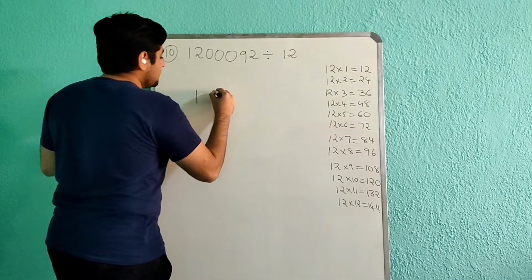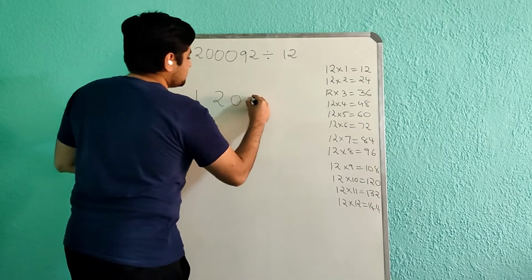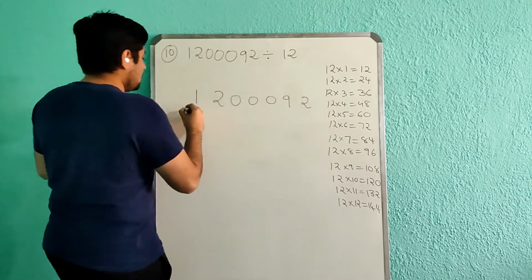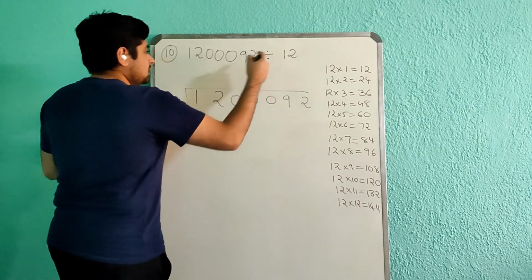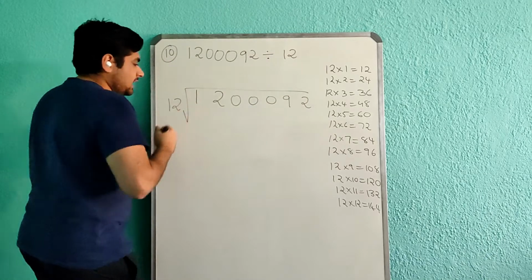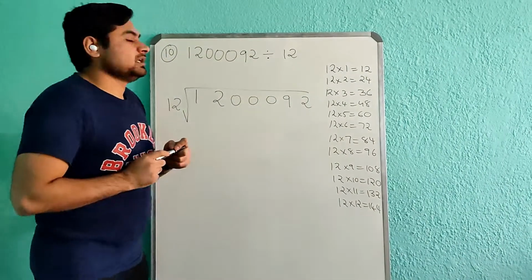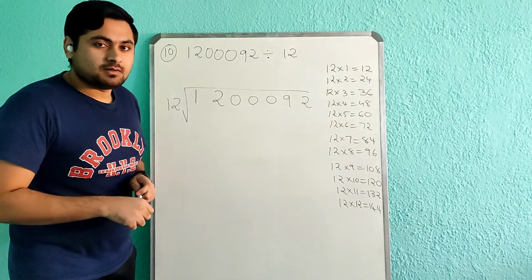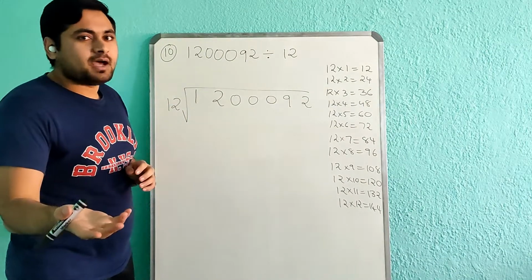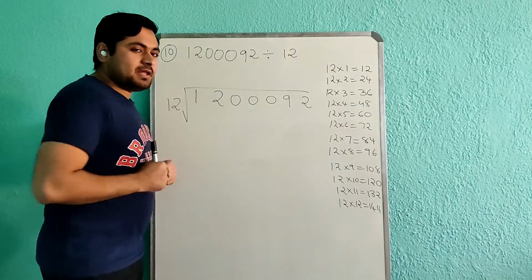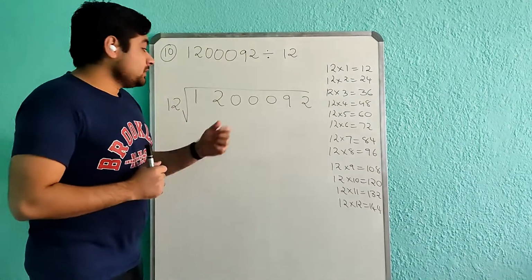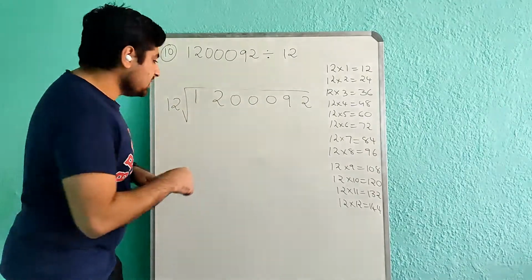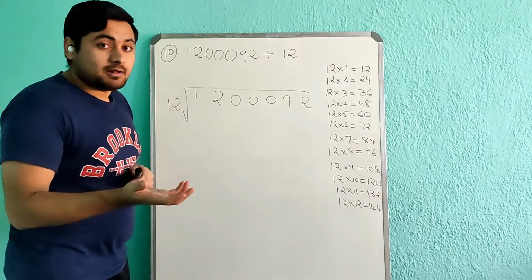So we have 1,200,092 divided by 12. What is our first question? The first question is, does 1 come in the table of 12? And the answer is no, right? Why? Because 1 is smaller than 12. So what do we do? We bring in the second number. The second number is 2. Now together they become 12, right?